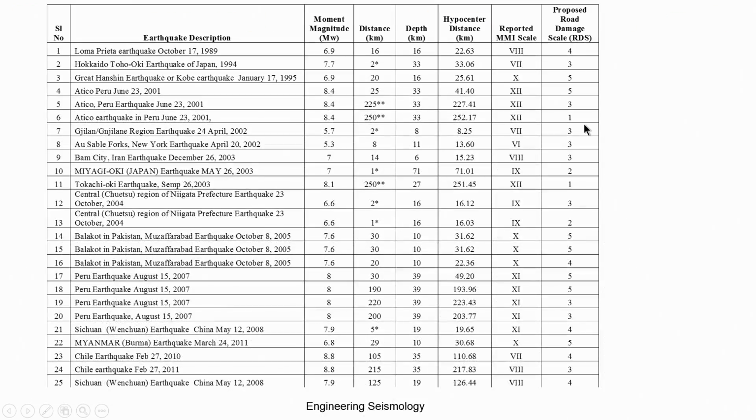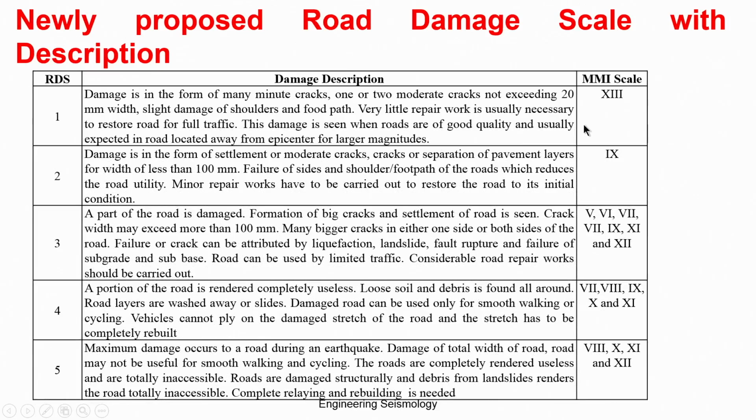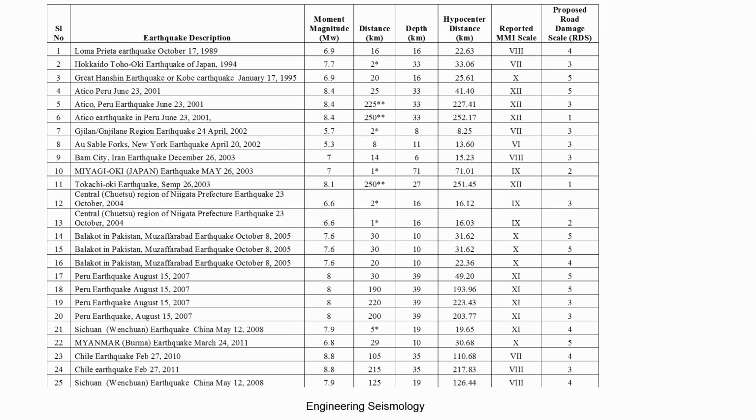And similarly for the other intensity scales, whatever the damage description, you can see 9, 10, 6, 5, something like that. Based on this new definition of road damage and the data which we have collected, up to around 25 earthquakes which had photos and damage descriptions particularly with respect to roads, with magnitude, distance, photos and damage description, you can see this data.